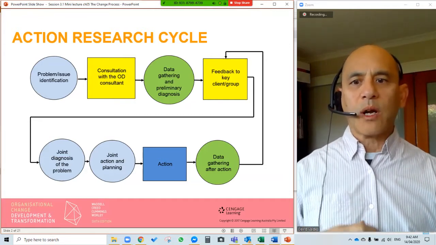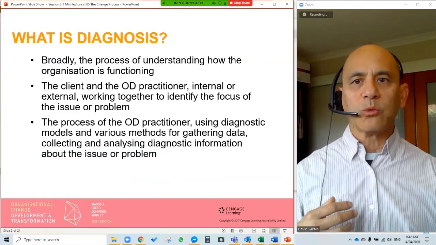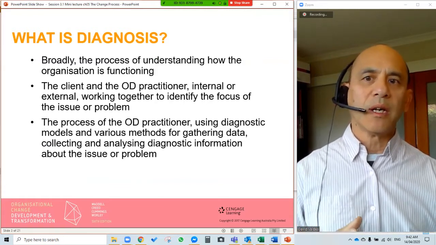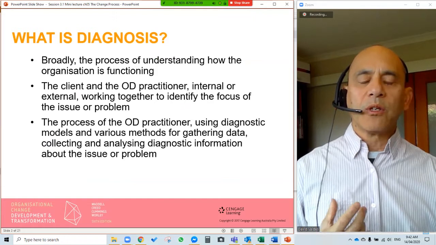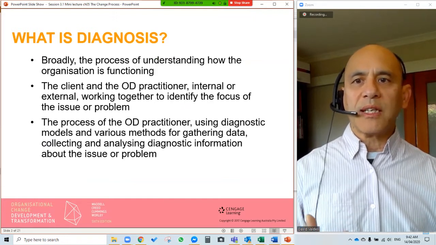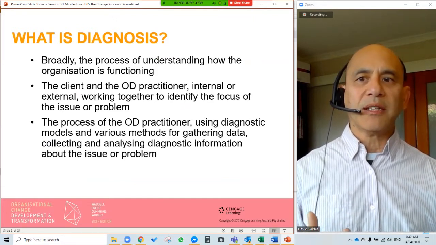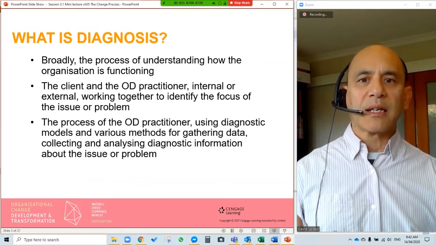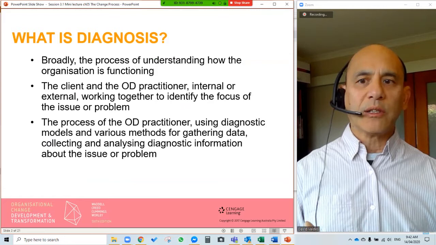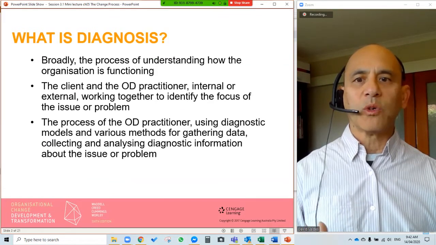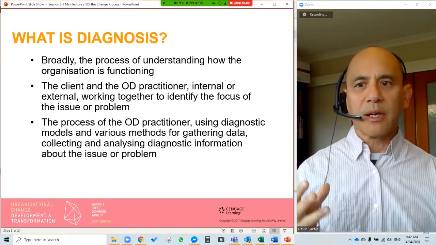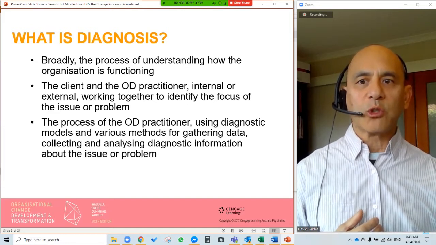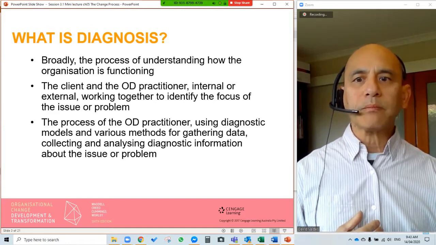So that's why I'm bringing this model back, to show you that most models will begin with a diagnosis. A diagnosis is the process of understanding how the organization is functioning. And again, it's usually a joint process with the OD practitioner and the client to identify the focus of the issue or problem.